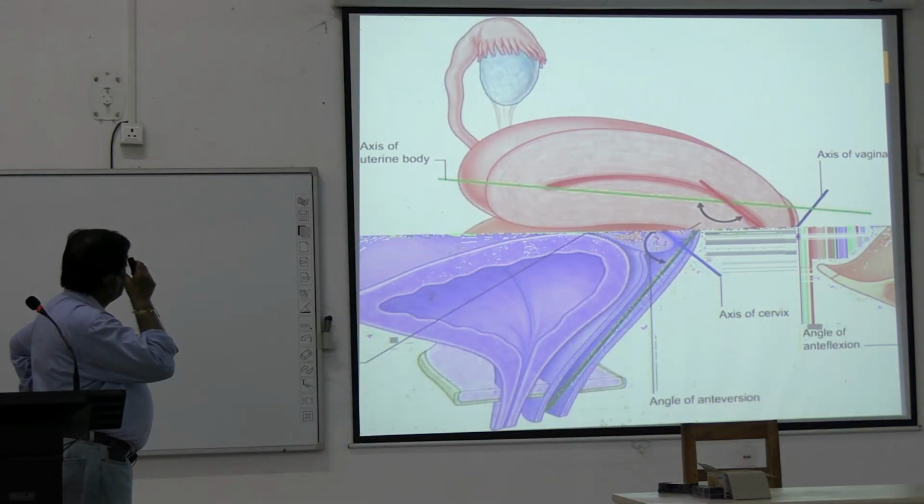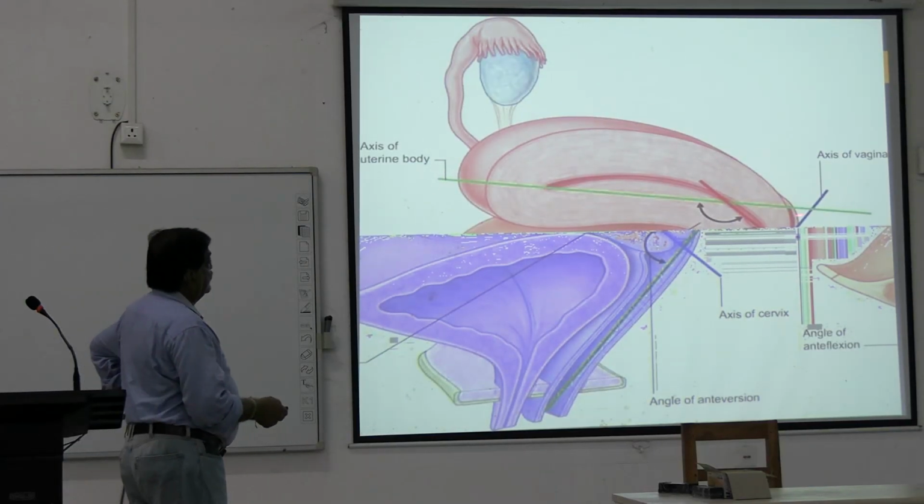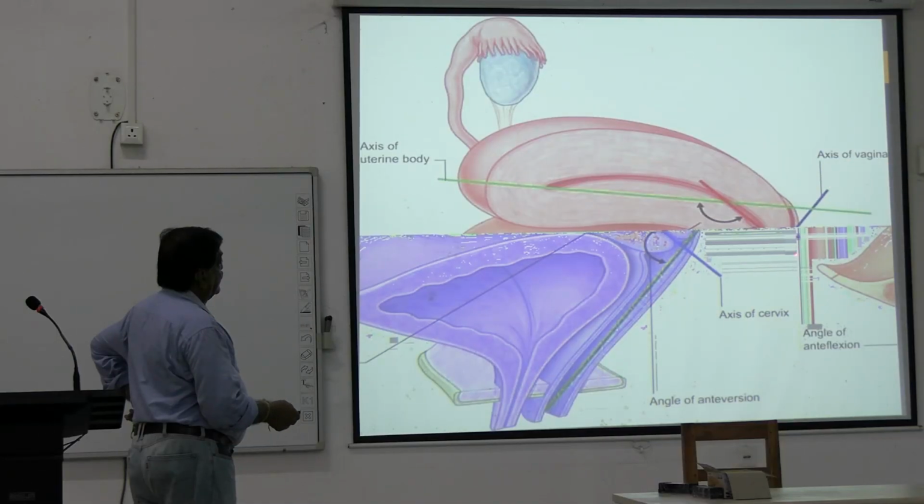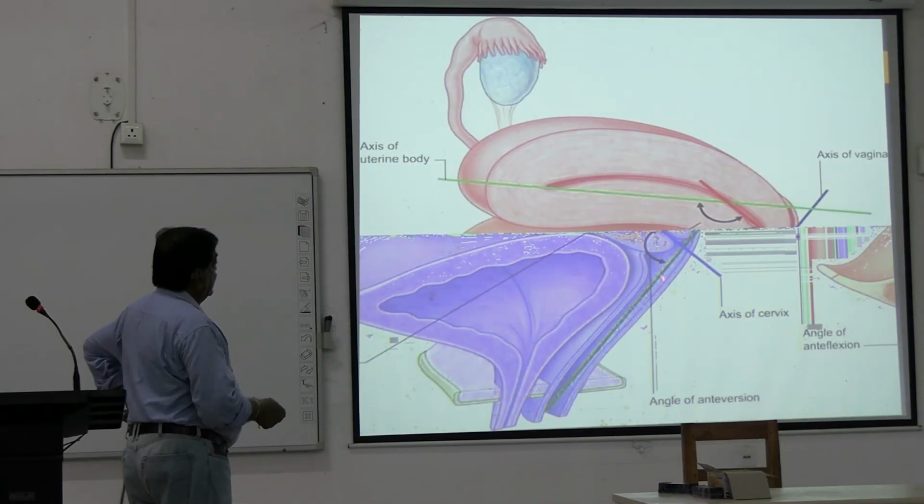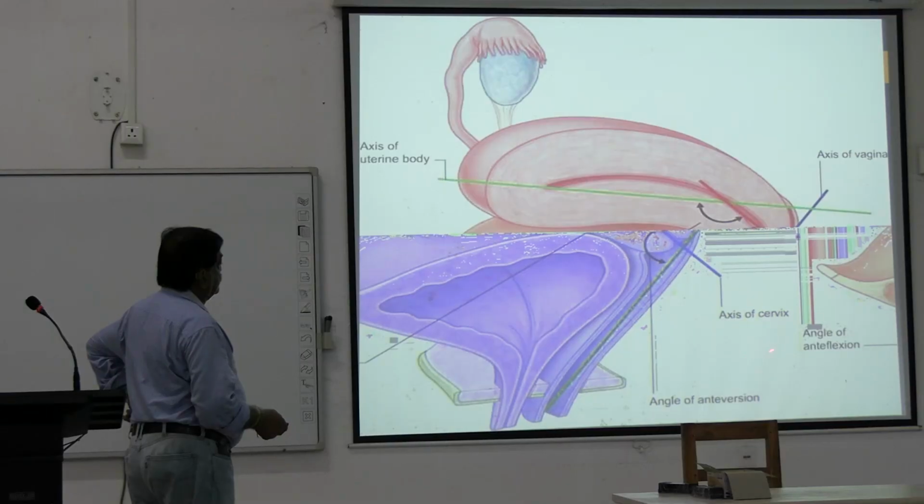Now you can see this is the axis of the uterine body, axis of the vagina, axis of the cervix, angle of anteflexion, angle of anteversion.